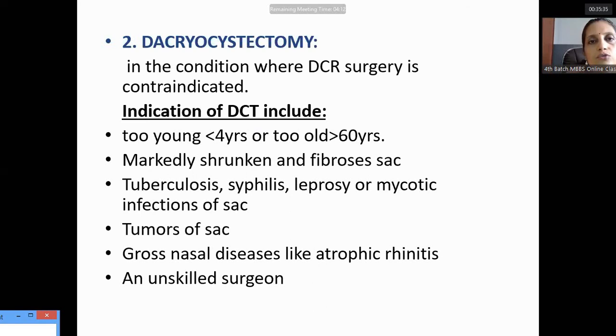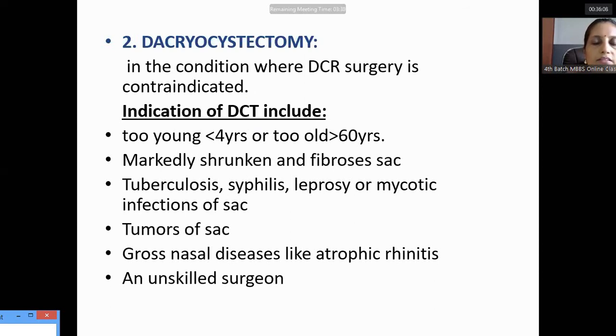And dacryocystectomy can also be done in certain conditions, in the conditions where DCR surgery is contraindicated. In those cases we do the cystectomy only, just remove the lacrimal sac. For example, if the patient is too young, that is less than 4 years, or too old, that is more than 60 years.